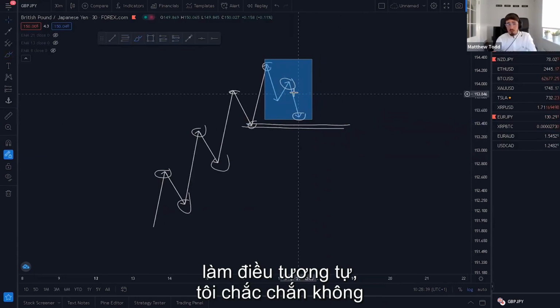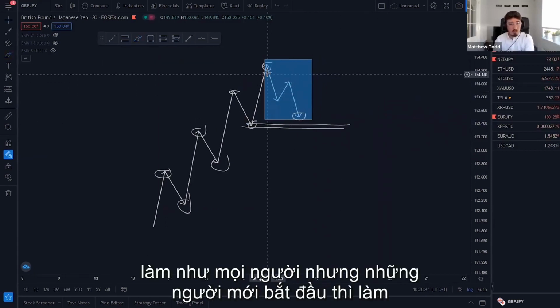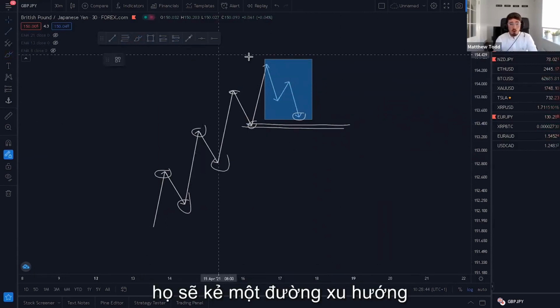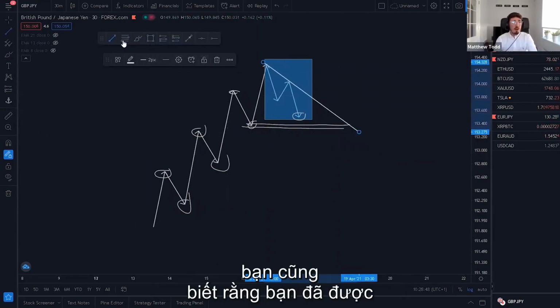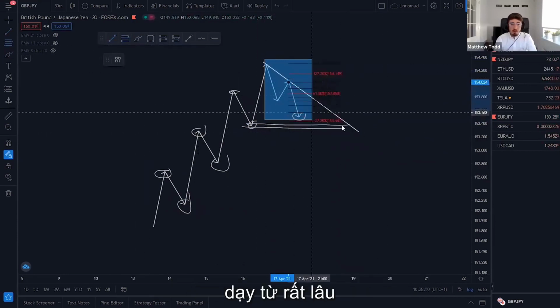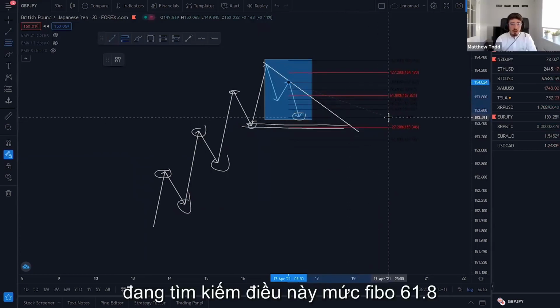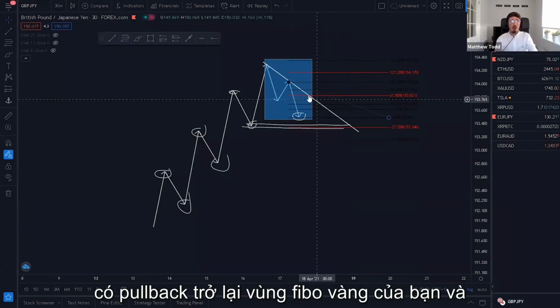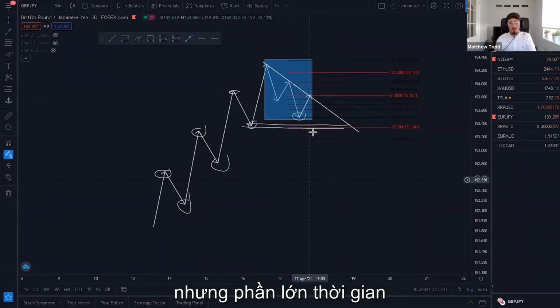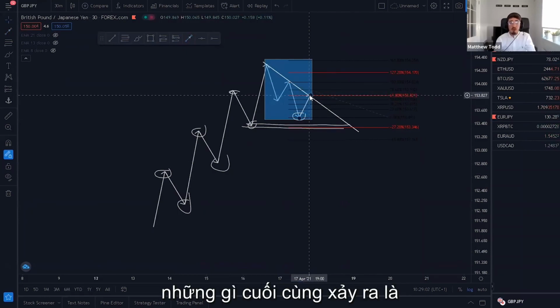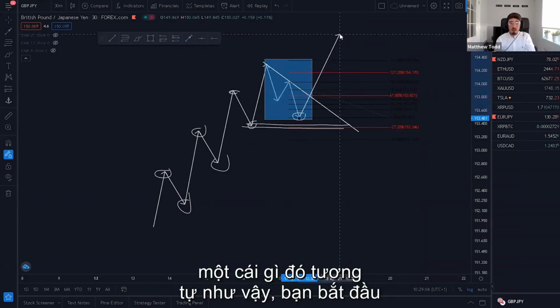And we all do the same thing, right? I certainly don't, but beginners do. They'll draw in a trend line, the old magic trend line. They'll draw in the fib. You've got your fib from your low to your high. You're looking for that 61.8 pullback, your golden number. And then what you're looking to do is short it as we come back up and test. But then the majority of the time, what ends up happening is something like that, right?